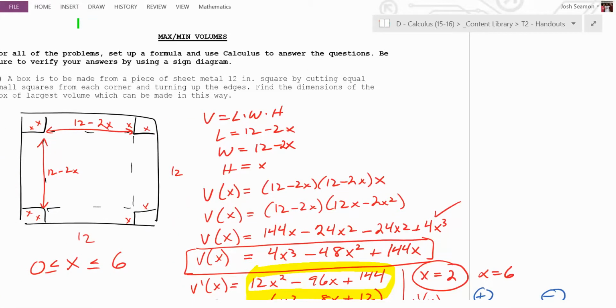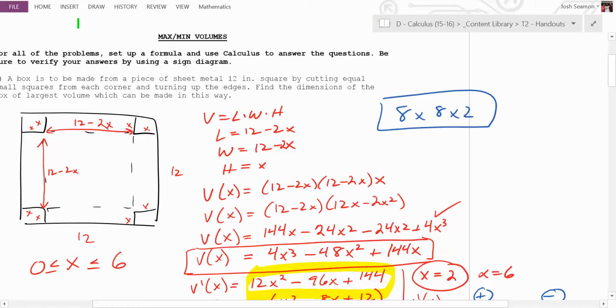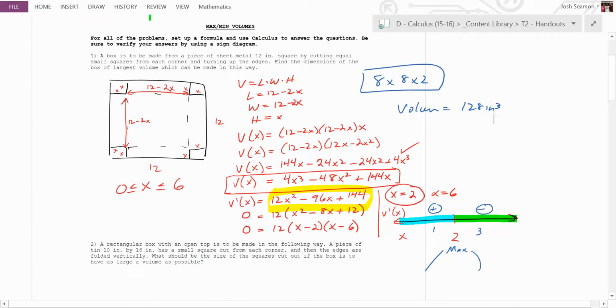So what are the dimensions going to be? Length is going to be 8 by 8 by 2, and then the volume is going to be 64 times 2 is 128 inch cubed.